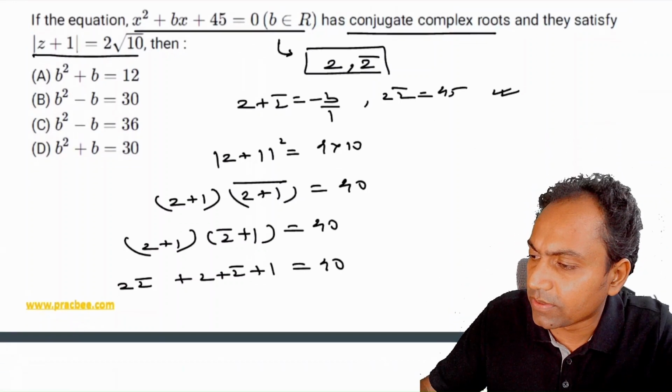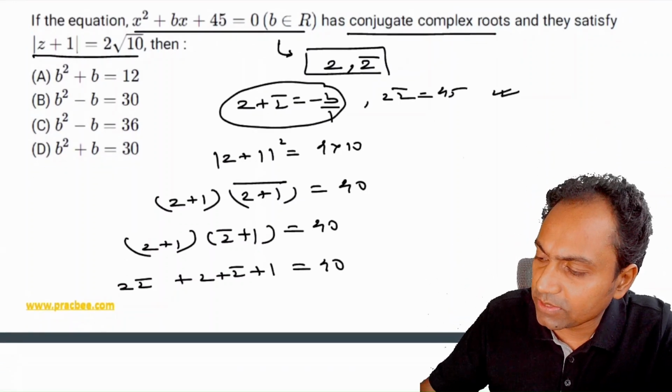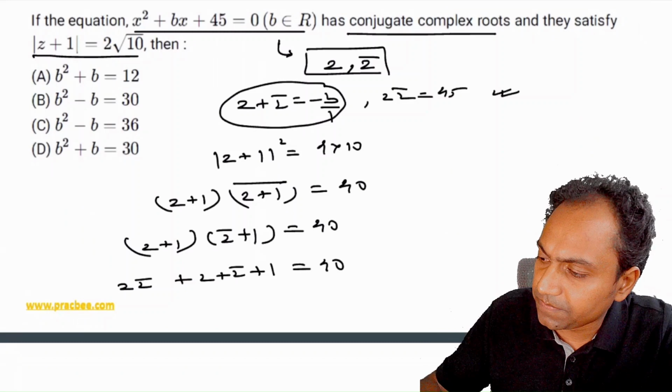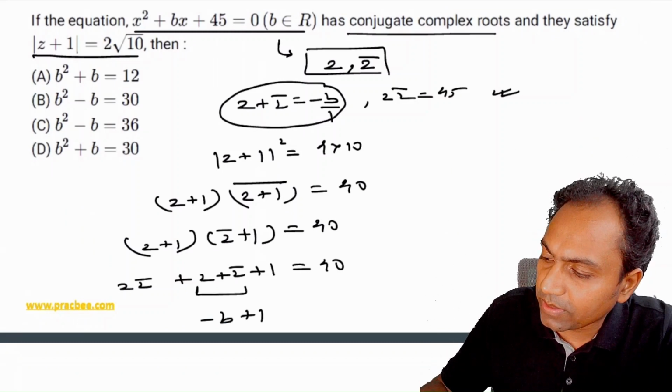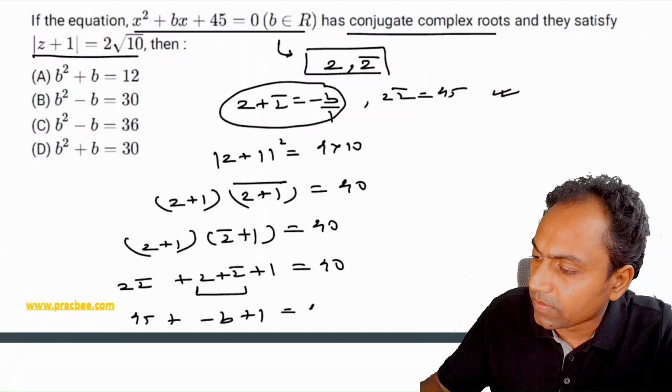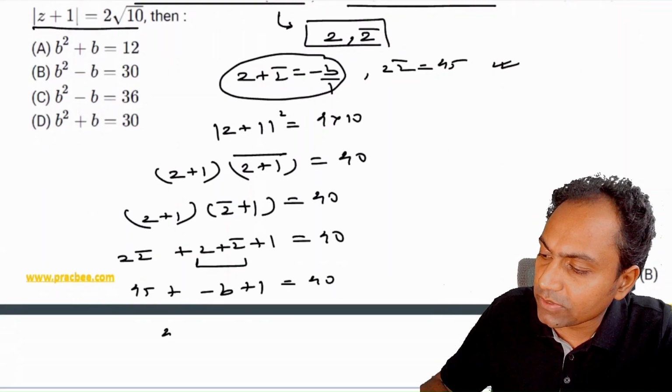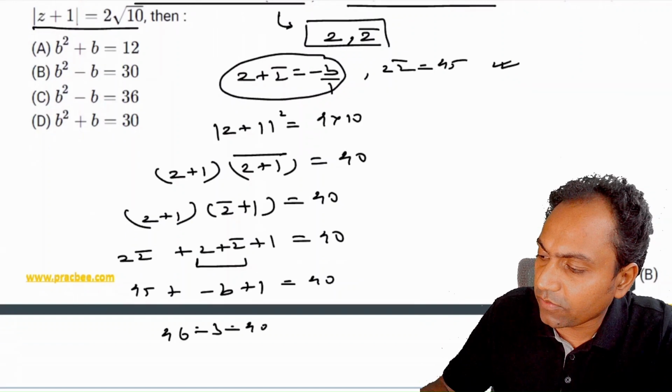Now we can put values here. So you can see that this value was nothing but minus b. So if I put here, it becomes nothing but minus b plus 1. And the earlier one would become nothing but 45. So from here you can see that what we have is 46 minus b on the left hand side and 40 on the right hand side. So b clearly is equal to 6.